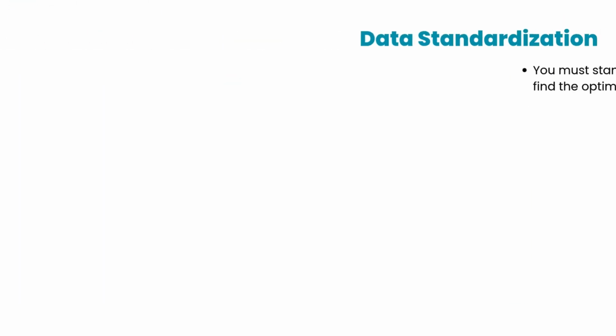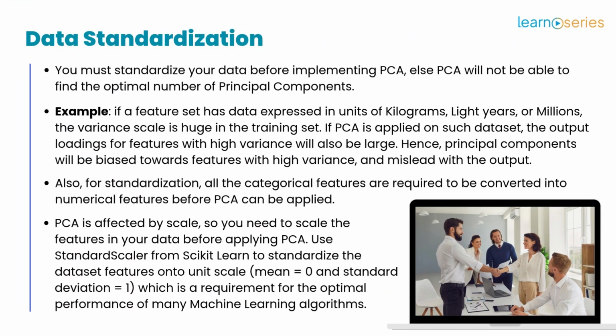You must standardize your data before implementing PCA, else PCA will not be able to find the optimal number of principal components. Why it is required, that's what is explained. If a feature set, meaning the data, is having kilograms, light years or millions, the variance scale is used in the training set. Okay, what's the variance? Like experience and income, there is a high variance, one is in single digit, another one is in the thousands.